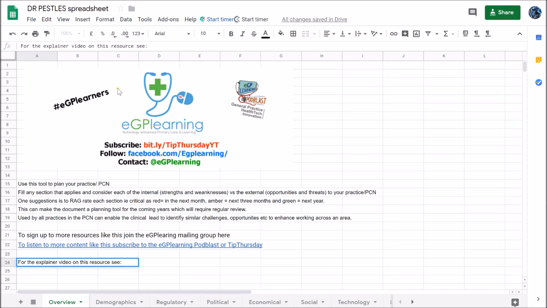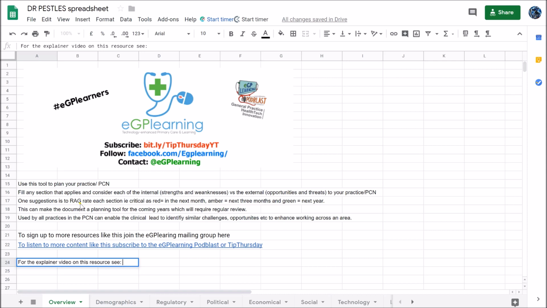So first of all, we've got the actual spreadsheet itself. As you can see, this is a simple instruction part of it to show you how to use it, effectively telling you that this can be used as part of your practice or PCN to design an idea of what you want to do in the next coming years.